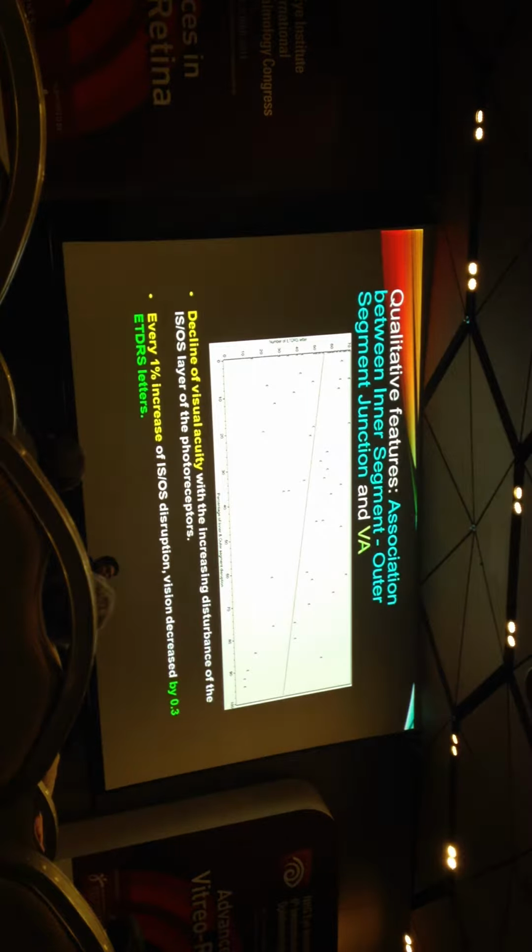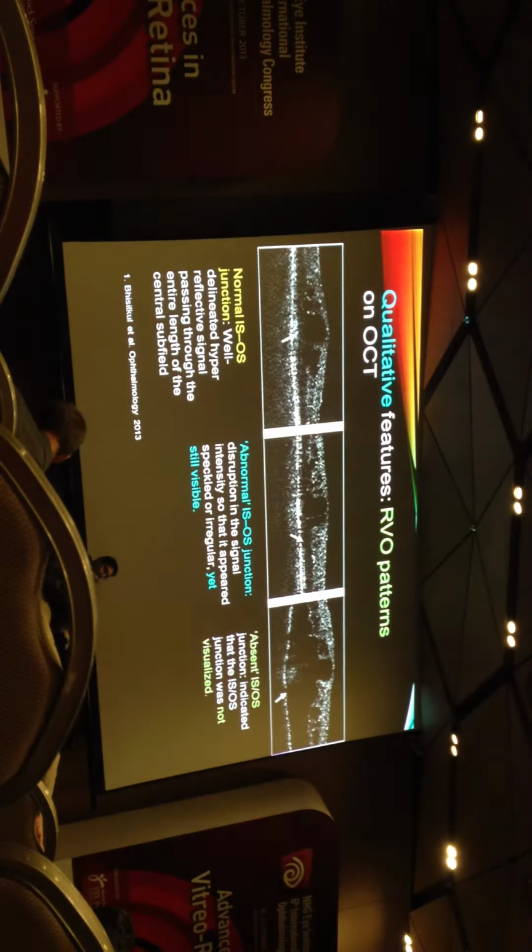And one of the papers has actually shown that the percentage of disruption of the IS-OS correlates with the number of ETDRS letters lost, but I think you'll probably agree from this scatter plot that the dots are all pretty widespread, and as always, it may not be very indicative.